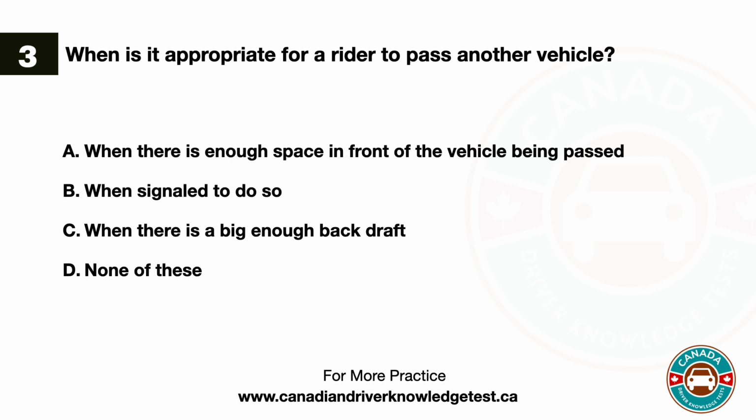Question 3. When is it appropriate for a rider to pass another vehicle? A. When there is enough space in front of the vehicle being passed. B. When signaled to do so. C. When there is a big enough backdraft. D. None of these. The answer is A. When there is enough space in front of the vehicle being passed.